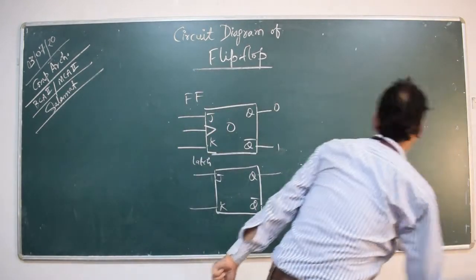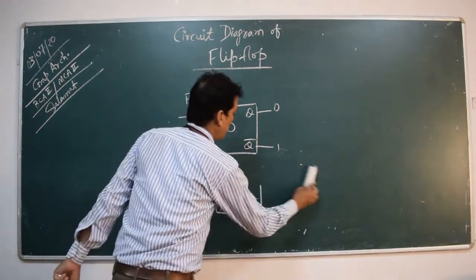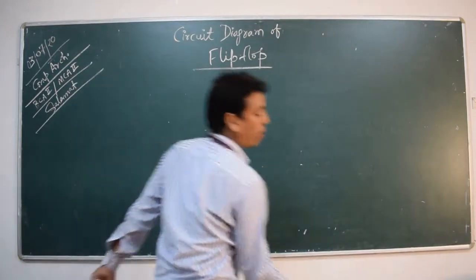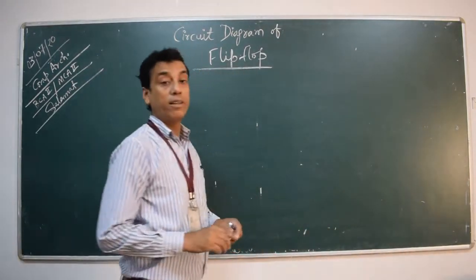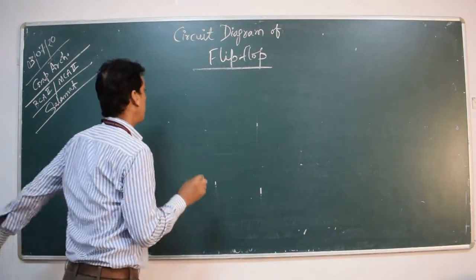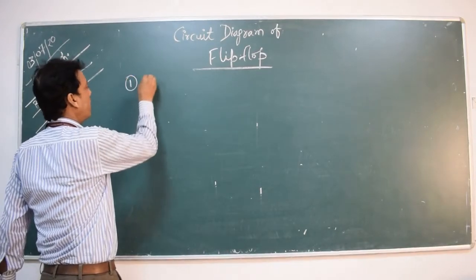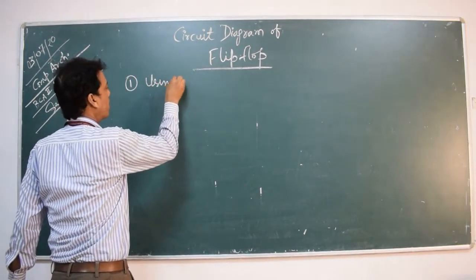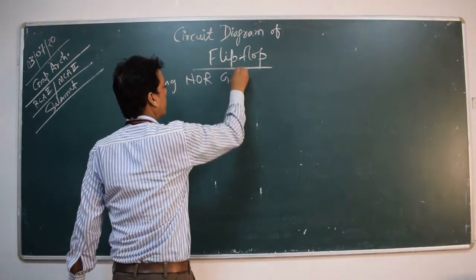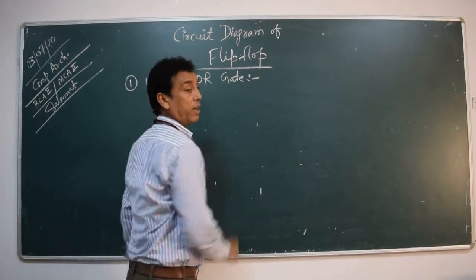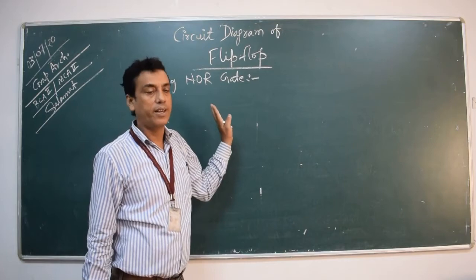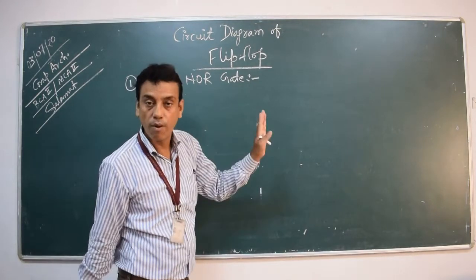Now we are going to design the circuit diagram of flip-flop. There are 2 possible circuit diagrams for flip-flop. The first possibility, using NOR gate. Using NOR gate. This is the most common possibility of circuit diagram of flip-flop.